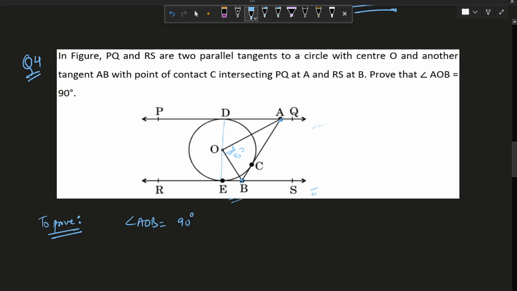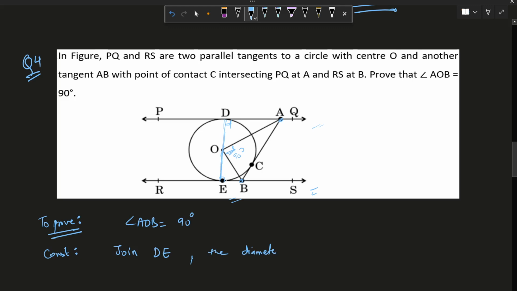Okay. So what will I do? I'll do a construction and I'll say join DE. Okay. DE, you know, what is it? It's a diameter because OD is the radii, OE is the radii. When you join OE and OD, it becomes the diameter. Why? Because this is perpendicular over here, tangent, you know, and this is also perpendicular. So DE, the diameter I'll write.